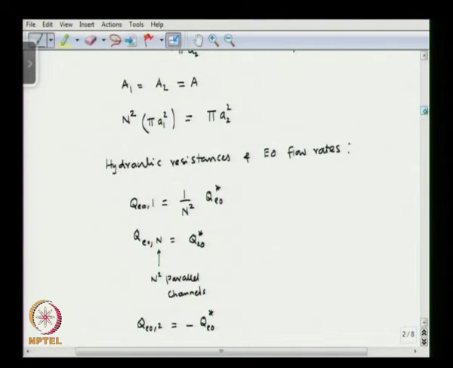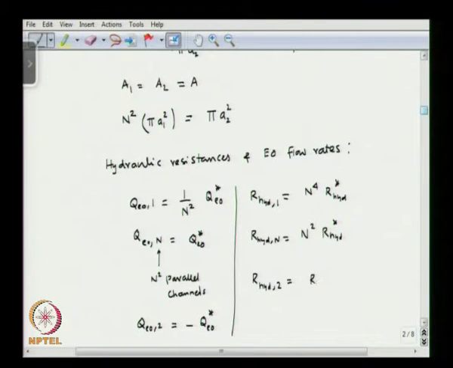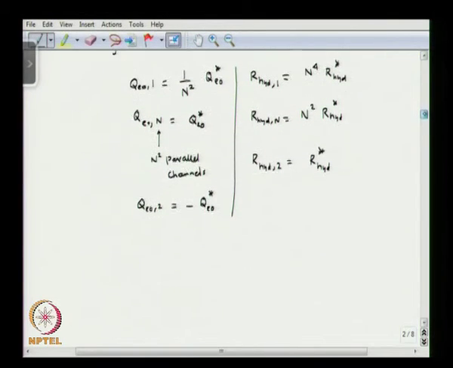Similarly, we can define the hydraulic resistance. We can define our hydraulic resistance 1 as n to the power 4 into R hydraulic star, and R hydraulic n for n square different channels is going to be n square into R hydraulic star, and the hydraulic resistance for the second part of the channel is going to be R hydraulic star. The second channel is the reference channel.